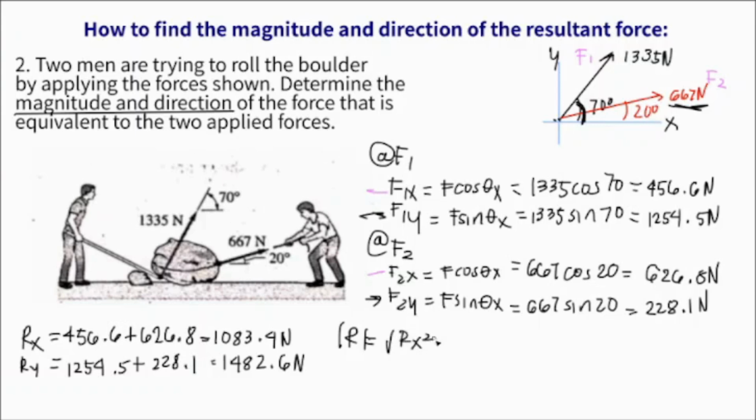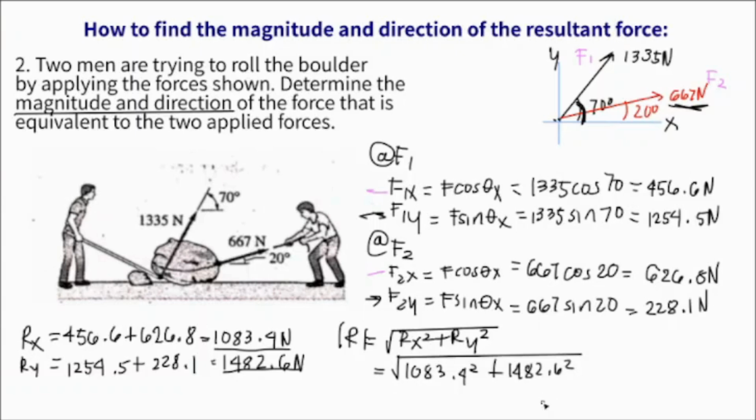Now, to find the magnitude, which is what we're looking for, R will be the square root of Rx squared plus Ry squared. Rx is 1,083.4 squared plus Ry is 1,482.6 squared. Let's solve on the calculator. Our magnitude will be 1,836.3 newtons. Let's check if we're correct. Yes, we're right. So that's our magnitude. Let's just box it.